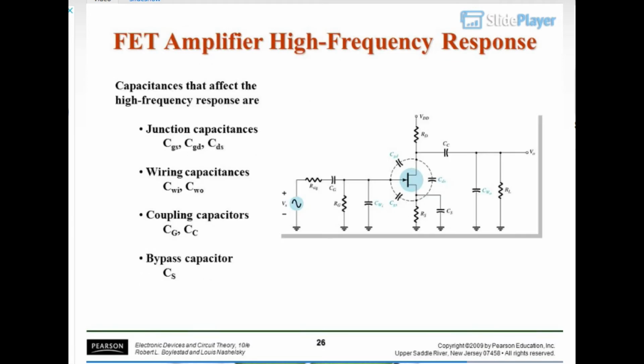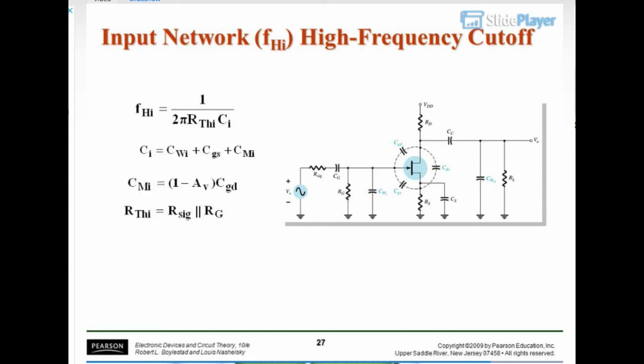25. FET amplifier high frequency response. Capacitances that affect the high frequency response are junction capacitances, CGS, CGD, CDS, wiring capacitances, CWi, CWo, coupling capacitors, CG, CC, and bypass capacitor, CS.